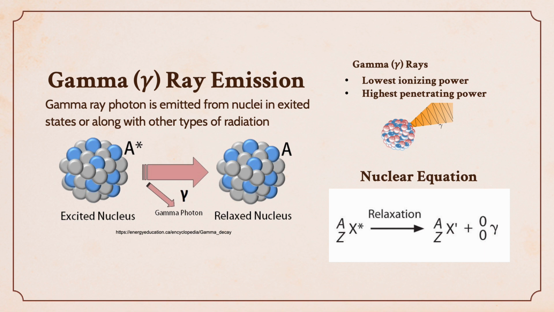When we look at a nuclear equation, we can see that there's no change in mass number or atomic number from the parent nuclide to the daughter nuclide. And usually we leave gamma rays out of equations because of how common it is when it's accompanied by other types of radiation. But we would include it if there was a delay between the initial decay and the subsequent emission of the gamma ray.